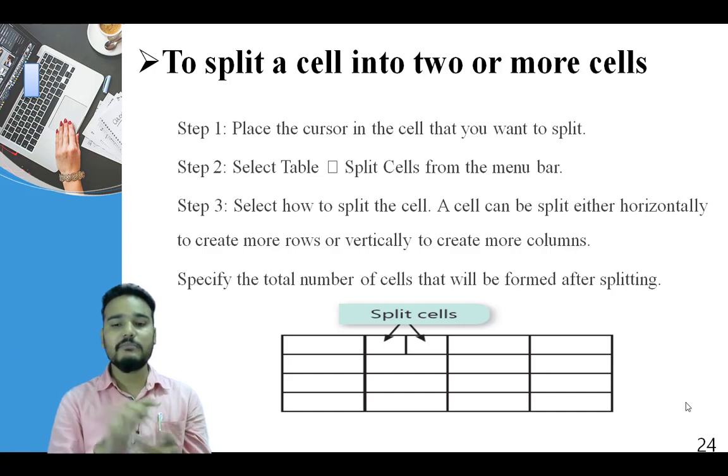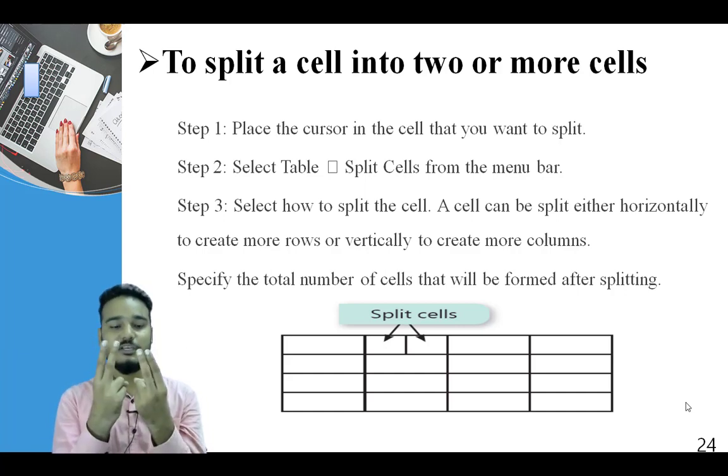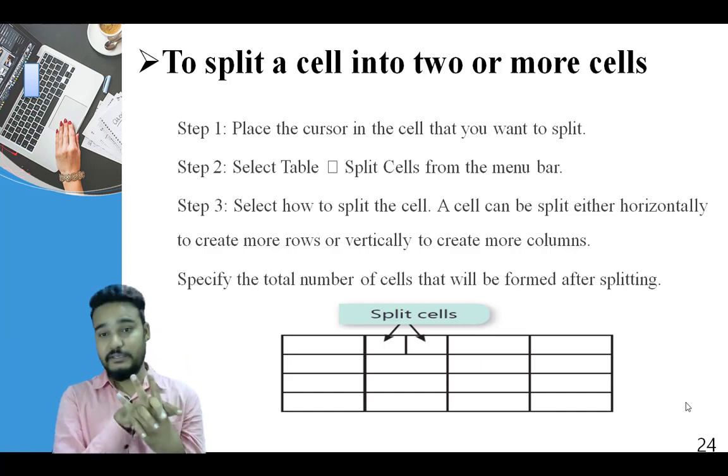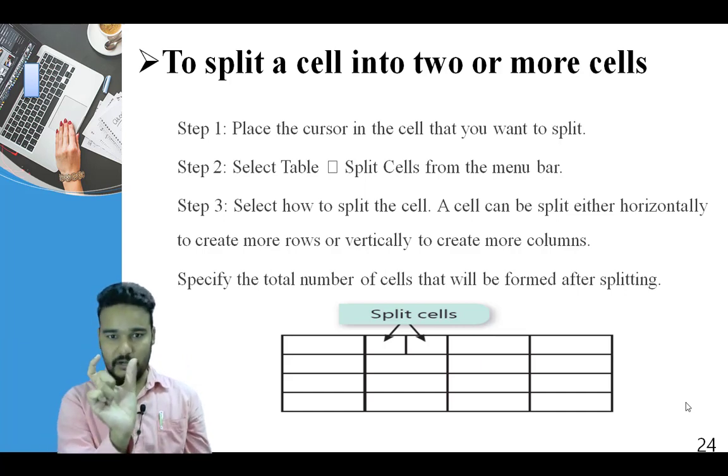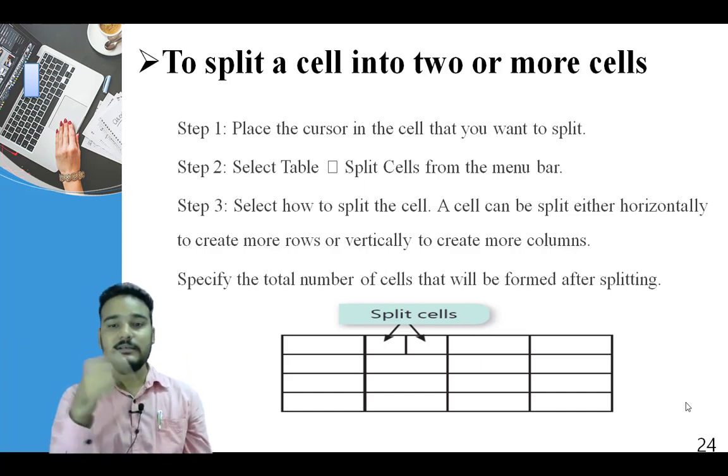You have to enter that number like 1 or 2. If it is 1, then it will become 2. If it is 2, it will become 3. Means already it is 1. If you add 1, so it will make 2. So that is the splitting of a cell.